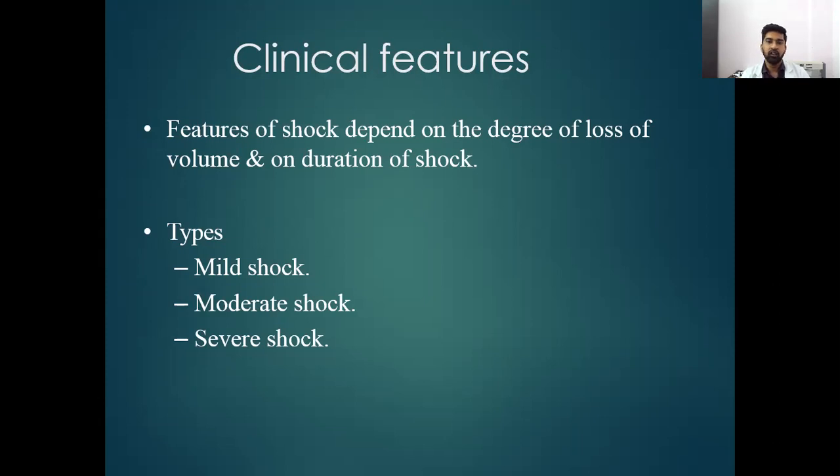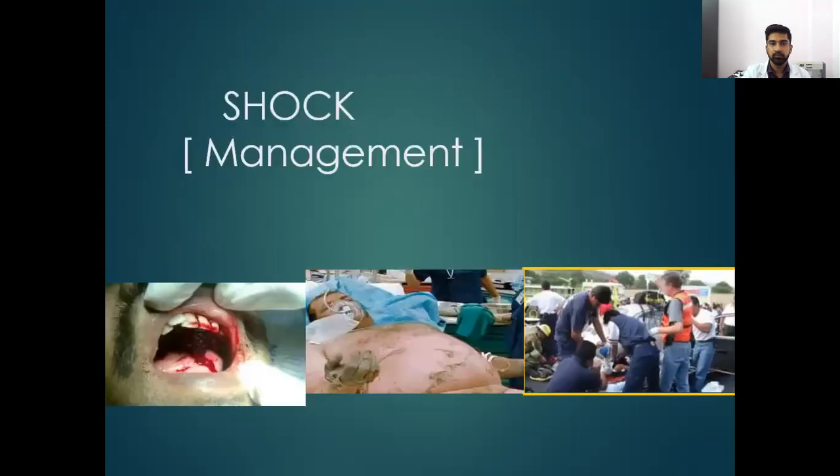So now we move on to our next objective, clinical features. Features of shock depend on the degree of loss of volume and duration of shock, two important parameters besides clinical features. We can classify shock into three categories: mild, moderate, and severe. Now, let's see the various pictures of shock.